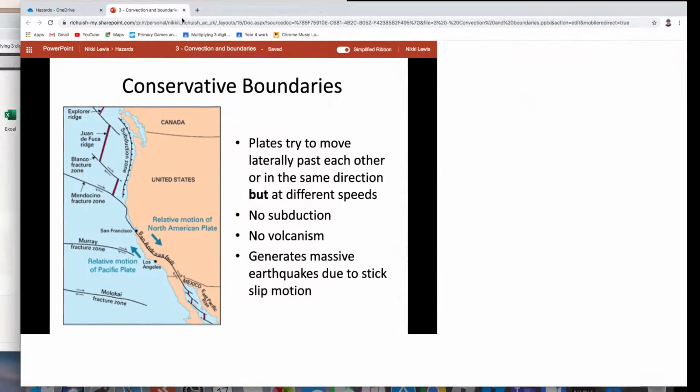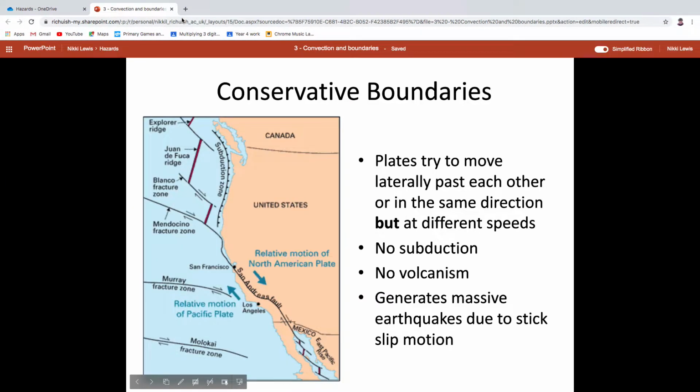Last video, ladies and gents, on plate margins. The first of which is a margin and the second of which isn't. That sounds weird, doesn't it? We'll get there when we get there.